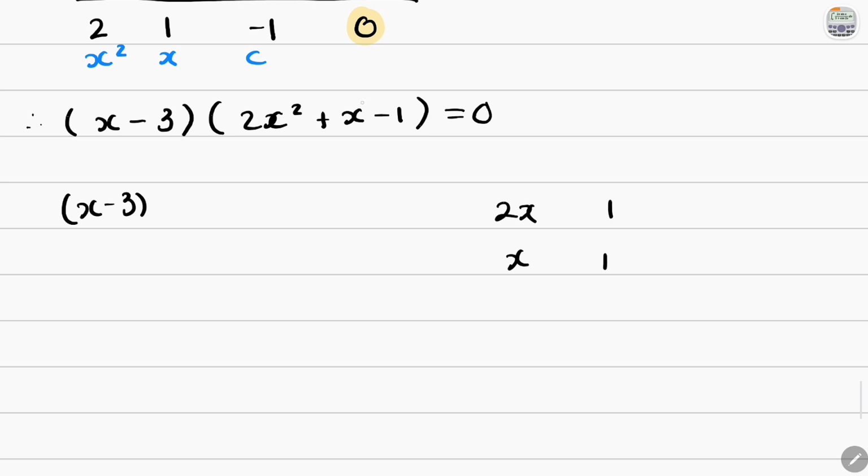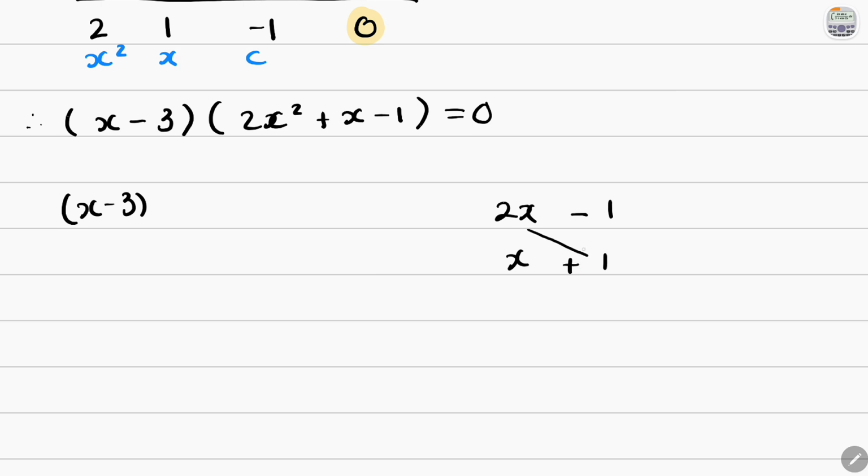Okay, so we need to make it negative, but ensure that the middle term will stay positive. So which should be negative? We need to ensure that we give the negative to not this, because this is going to become 2x. So you don't want it to become negative 2x. So we're going to give the negative to this one, and give this positive.